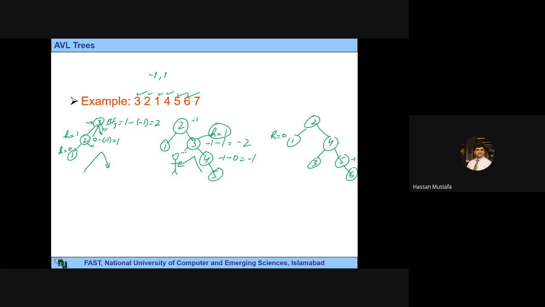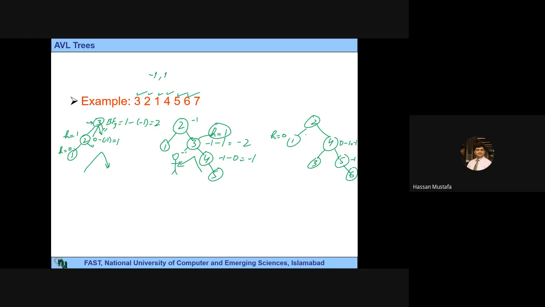For further up in the tree, this node 4 has a balance factor of 0 minus minus 1, which is 0 is the height of the left subtree, minus 1 is the height of the right subtree, minus 1, which is equal to minus 1. Okay, so the balance factor is minus 1, which is fine.